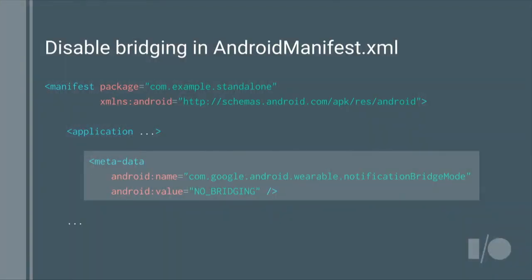You can stop a notification from bridging phone side using the setLocalOnly API, but that would also prevent it from displaying on Wear devices that don't have your wearable app installed. Therefore, we're introducing a new API to disable notification bridging only when the Wear app is installed on the device. By adding the notification bridge mode metadata element to your Wear app's manifest and setting it to no bridging, phone notifications will be ignored and not displayed on the watch when your app is present.